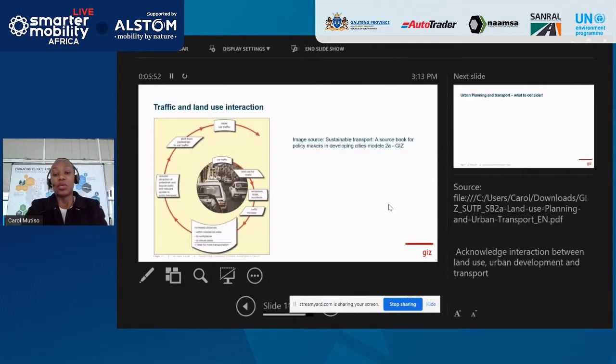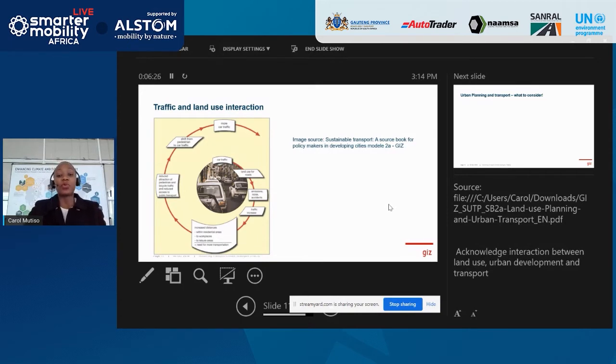So what I'm trying to say is that there's the interaction of traffic and land use, where you have more car traffic leading to more traffic, as shown in the previous slide. And we have to acknowledge that there's interaction between land use, urban development, and transport. And if we are going to plan for future smart mobility issues, we have to think about the infrastructure. What does our transport look like in the coming years?